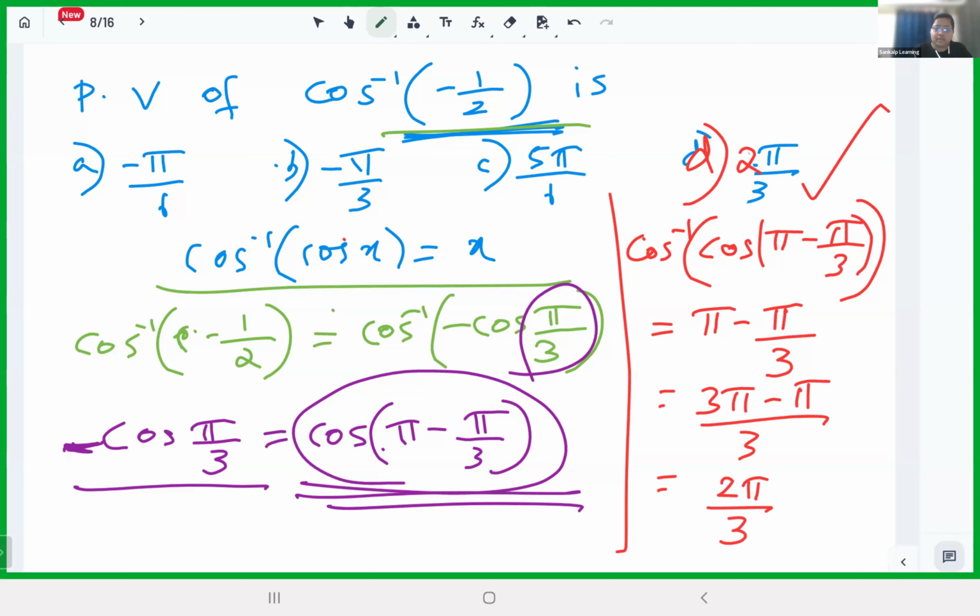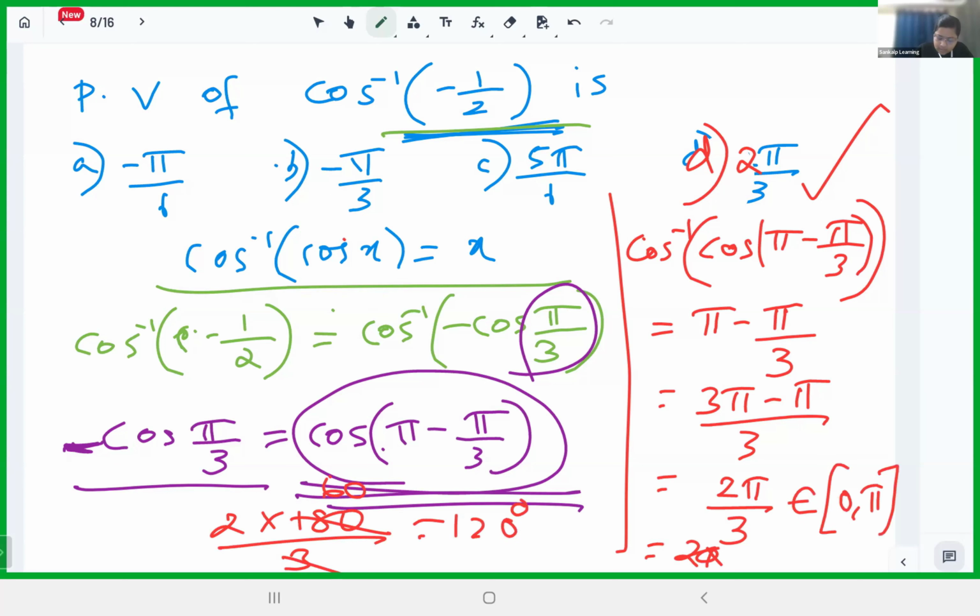And we have to check whether this belongs to the principal value branch, because they have asked the principal value. So 2 pi by 3 is equal to 2 into 180 by 3, isn't it? So this one gets cancelled. 60. 2 into 60 is 120 degree. 120 degree belongs to closed interval 0 pi. Closed interval 0 pi is nothing but 0 to 180, and 120 belongs to 0 to 180. So 2 pi by 3 belongs to the principal value branch. So what is the principal value? Principal value is nothing but 2 pi by 3.